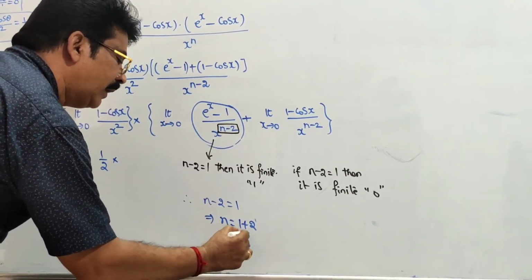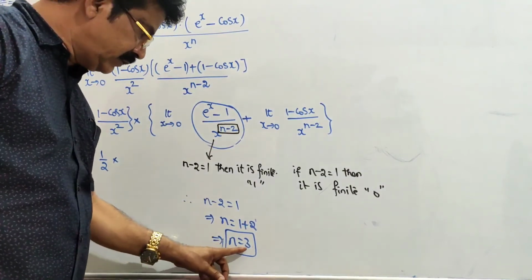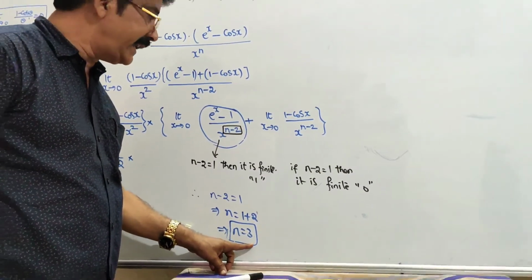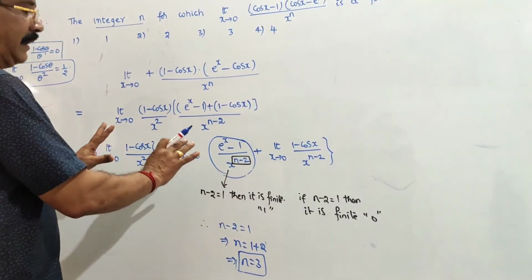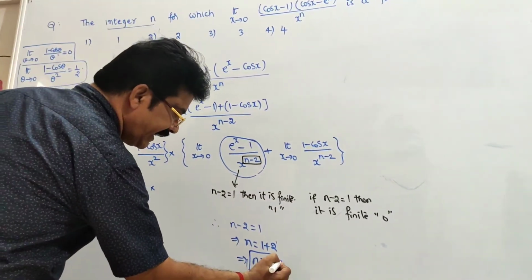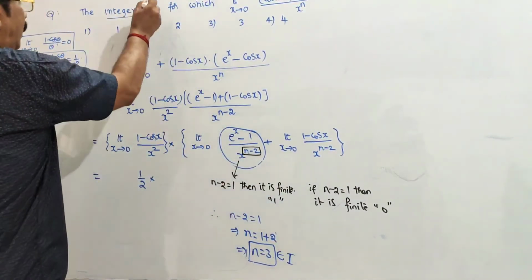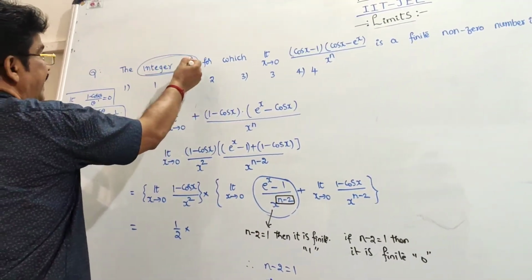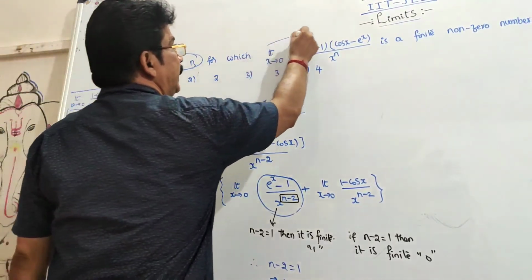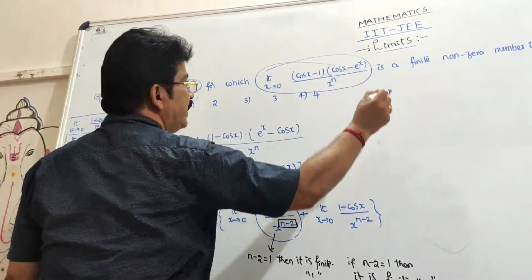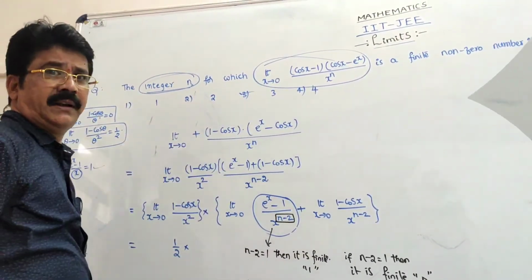So therefore if n equal to 3, then the total limiting value becomes finite. Here 3 is integer. So therefore what is the question? Find the integer value for n so that the total limiting value is finite. So therefore n equal to 3 means third option is right. Hence the proposition.